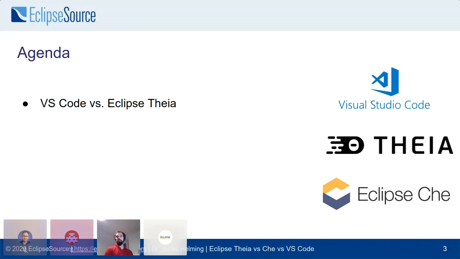And then I want to compare the components that you can actually compare. And that is foremost VS Code with Eclipse Theia, and VS Code Spaces, or GitHub Codespaces, as it's currently rebranded, with Eclipse Che. So those are the main two comparisons I want to do after a quick introduction. And then I want to provide a conclusion.